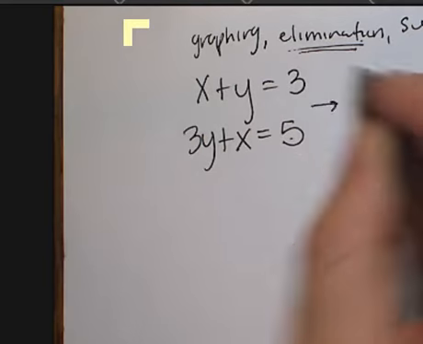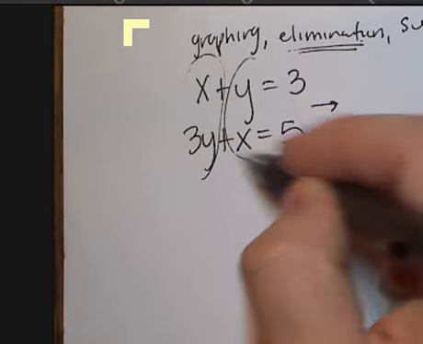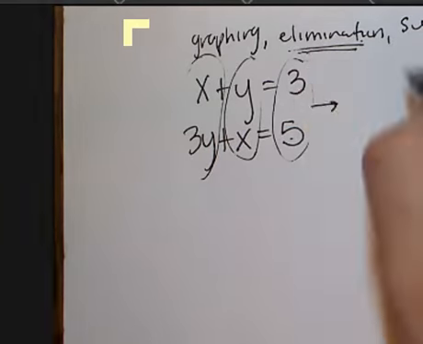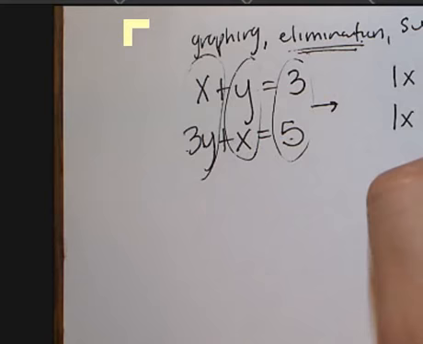I'm going to think of this as my x column, my y column. These will be my answers on the opposite side. So I have 1x plus 1y equals 3. And then I'm going to switch the order here. So this was a positive 1x, and this was a positive 3y. I'm going to set that equal to 5. And there's more than one way to do this.